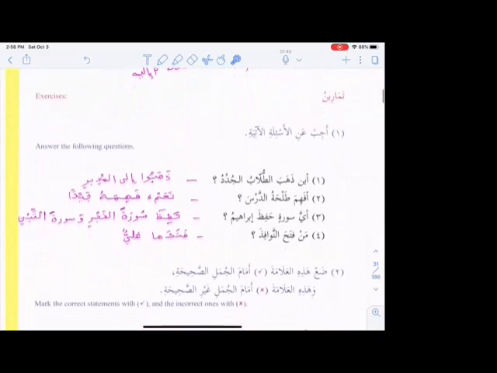So here, my brothers and sisters, we do the answers. Aina zahaba tullabul jududu. Zahabu. Then you don't have to write down zahaba tullabu. You have to just say zahabu. What is the meaning of zahabu? They went.